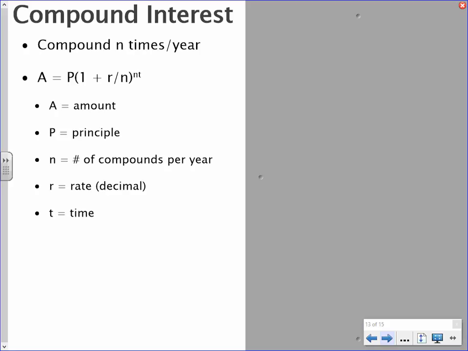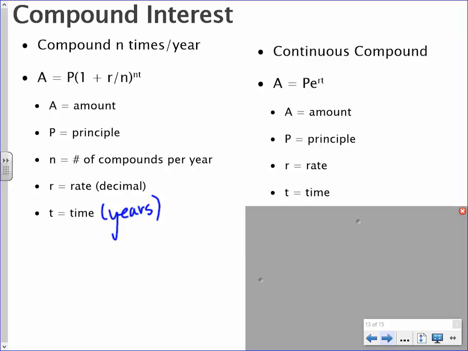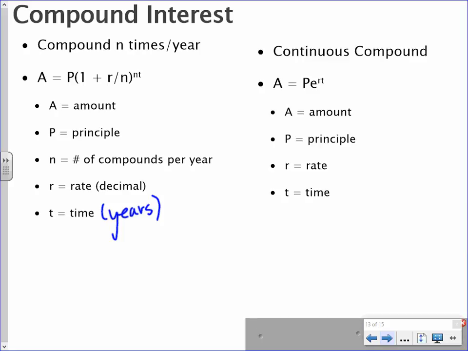Now, you keep mentioning Pert. Yes. What's the difference between this and the formula for Pert? Pert is continuously compounded. So instead of being compounded only a certain number of times per year, this is continuously being compounded.